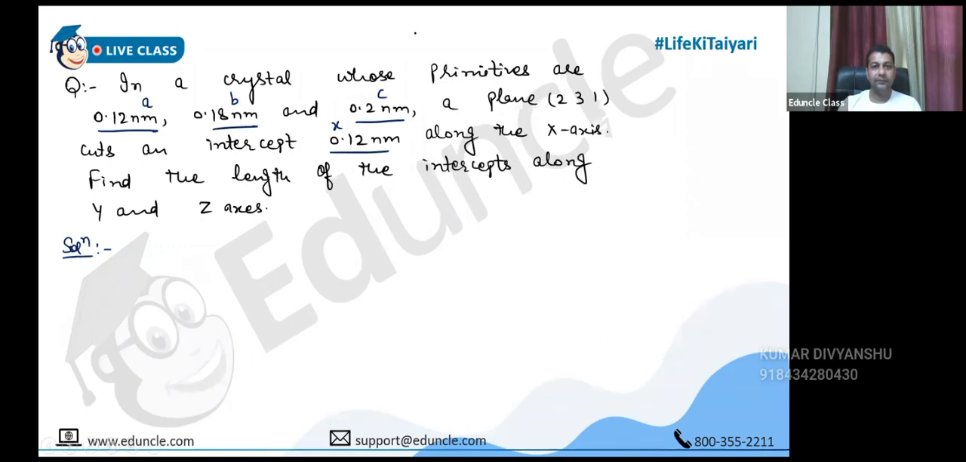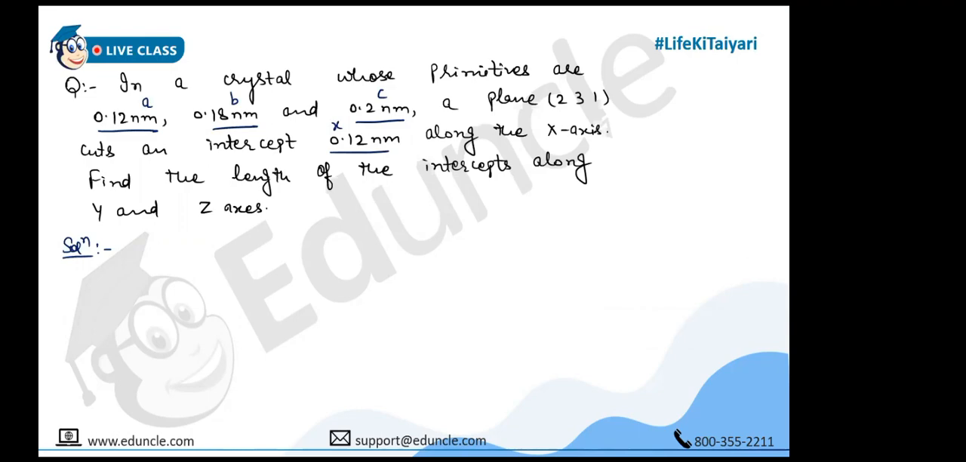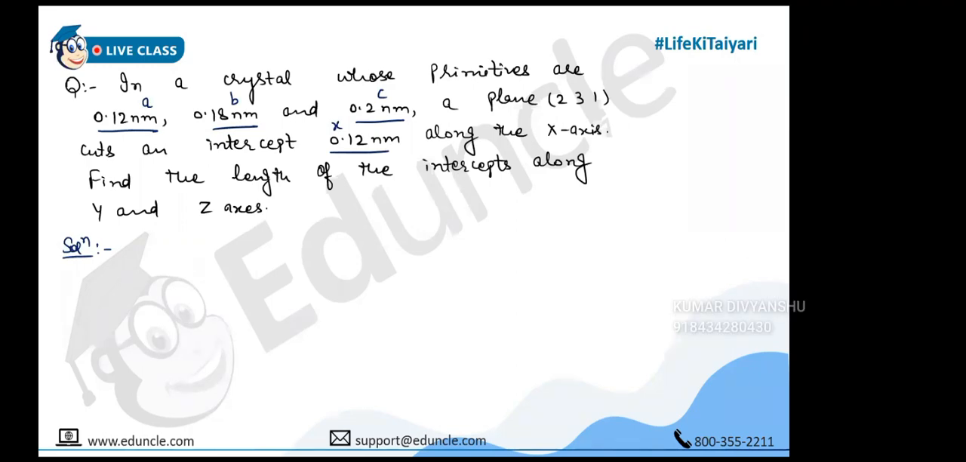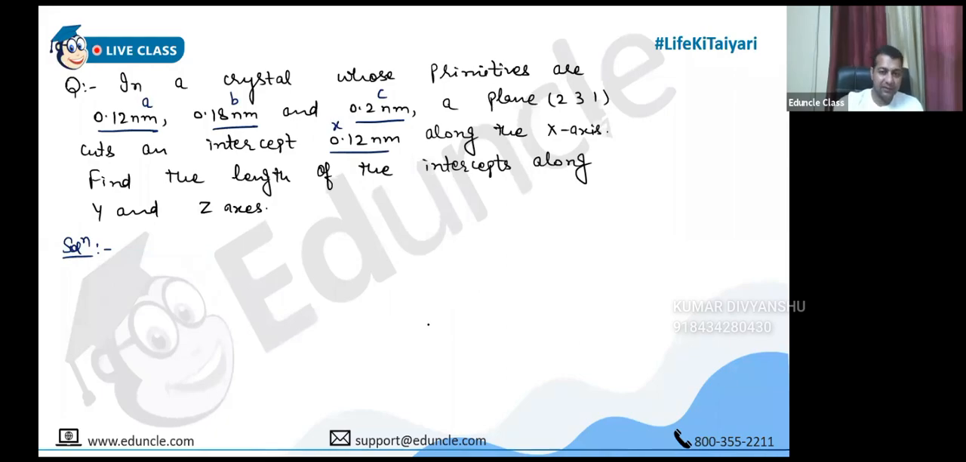Please, anyone? Yes. What was the form of H here? HKL is already given to us: 2, 3, 1. Of course, they are given. But how are they related to A and X? Now come here on the previous slide.